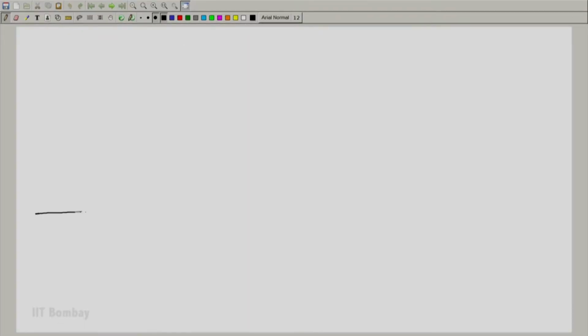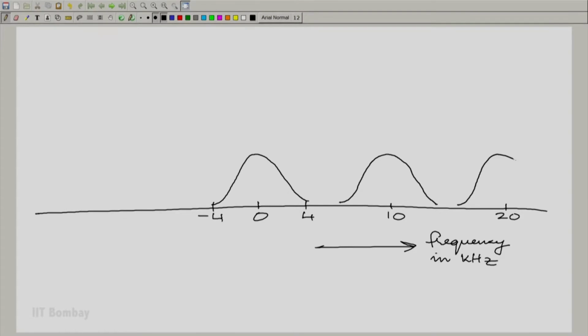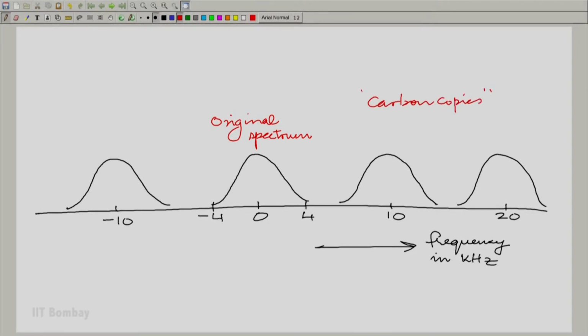We said this is how we had the spectral situation. We had the original spectrum here. We sampled it at 10 kilohertz. I am drawing the frequency axis in the normal kilohertz framework right now. Now, on sampling, we got this. So, this was the original spectrum, and these are the carbon copies or aliases.